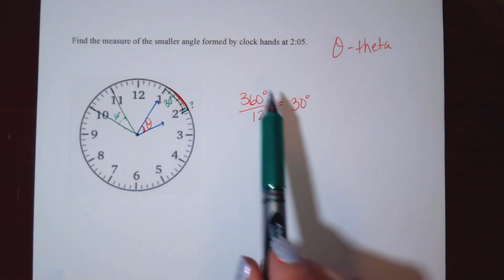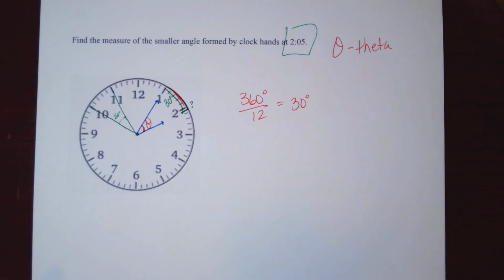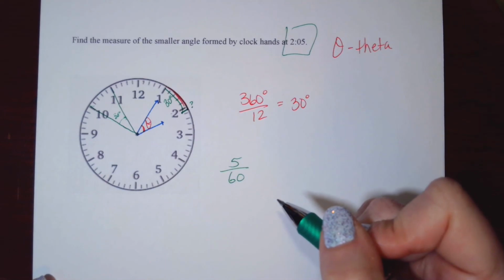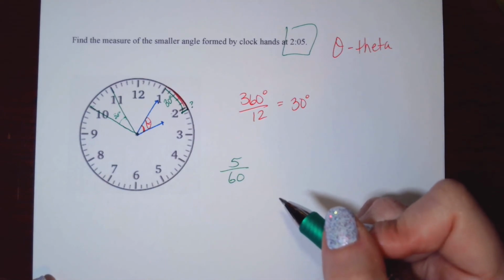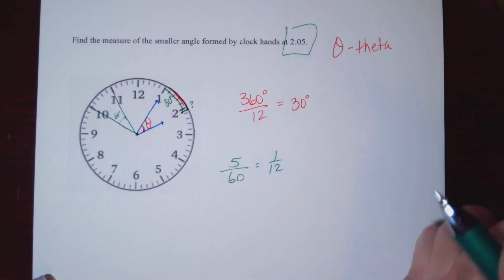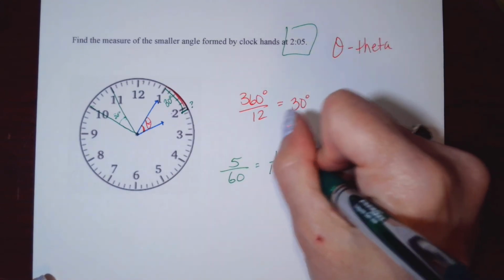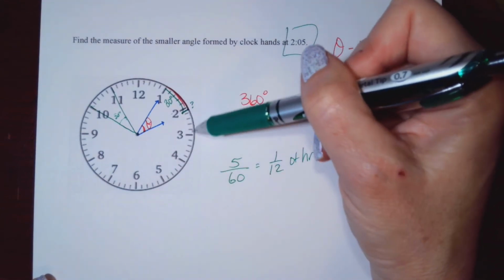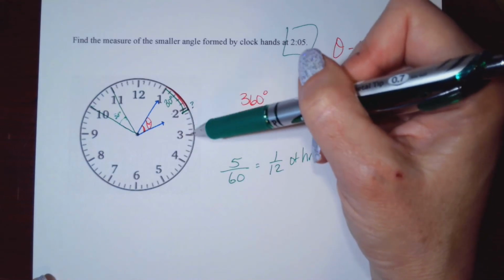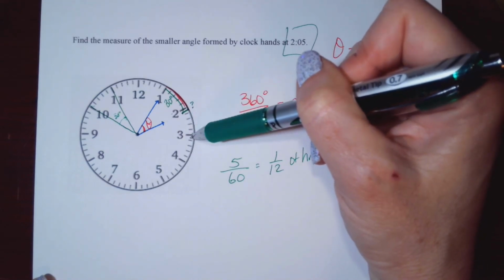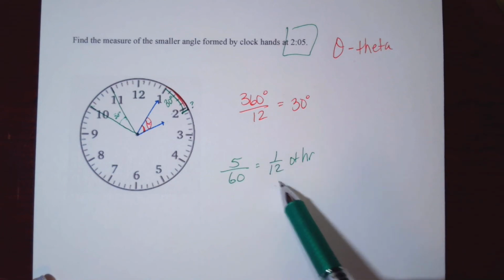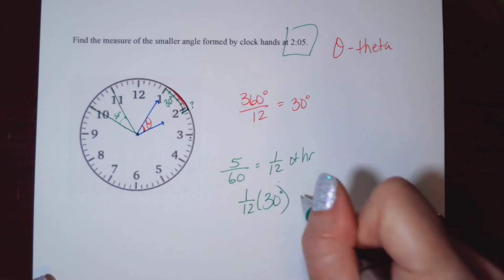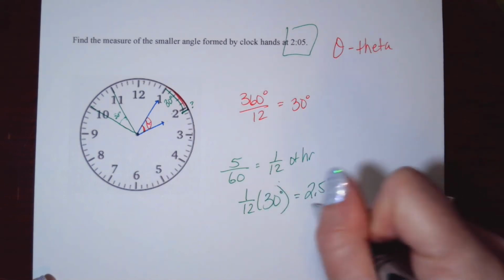Well, I've gone 5 minutes because it's at 2:05. I've gone 5 minutes out of the hour. So I've gone 5/60ths of an hour past 2 o'clock. And 5/60ths reduces to 1/12 of an hour. So I've moved 1/12 of an hour. My hour hand has moved 1/12 of the way from 2 to 3 o'clock. Well, this angle from 2 to 3 o'clock is another 30-degree angle. So I've moved 1/12 of that 30-degree angle. So 1/12 of 30 degrees comes out to be 2.5 degrees.